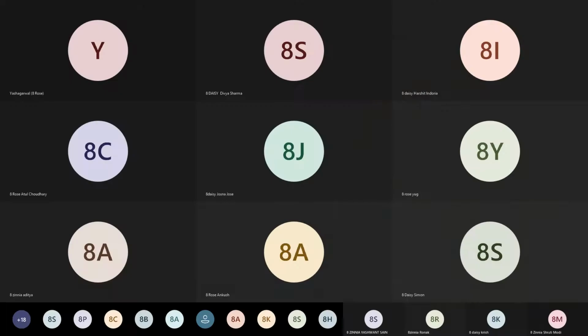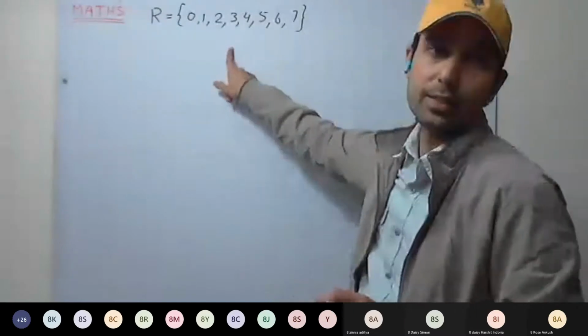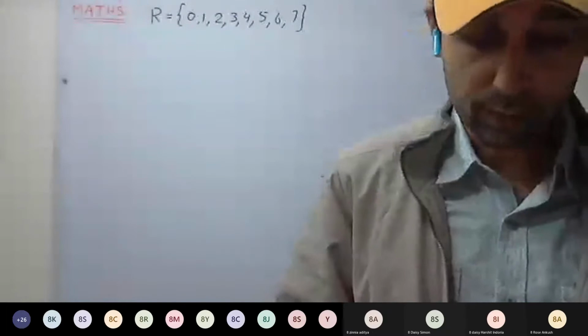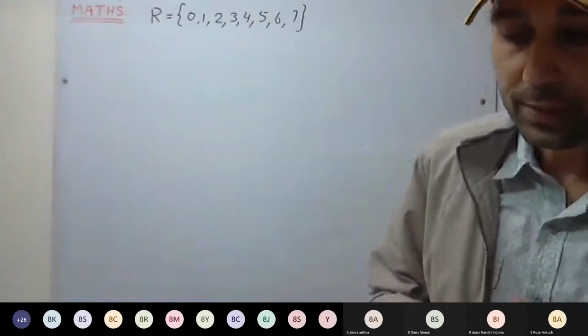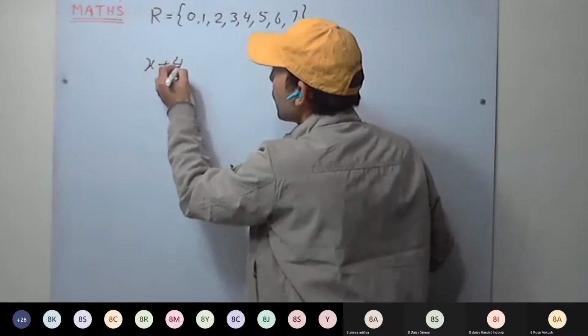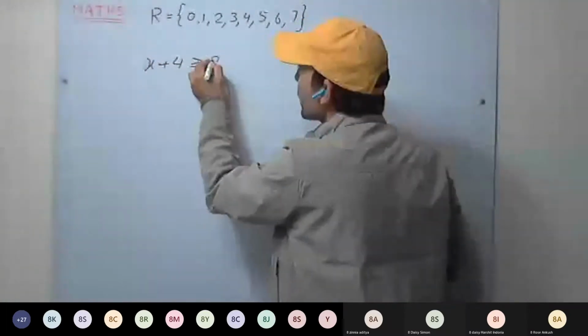The replacement set is given: 0, 1, 2, 3, 4, 5, 6, 7, and from this you have to take the values of x. Find the solution set for the inequations. So for example, see here, I am first taking the fourth one: x plus 4 is greater than or equal to 8.